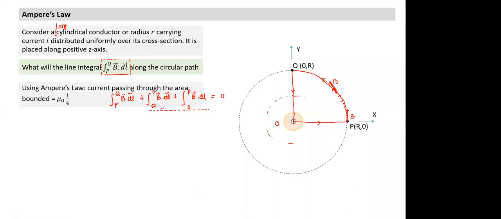This term also will be 0 for which path? For a radial path. These 2 are radial paths. This term will evaluate to 0. Kathy, have you understood this point?